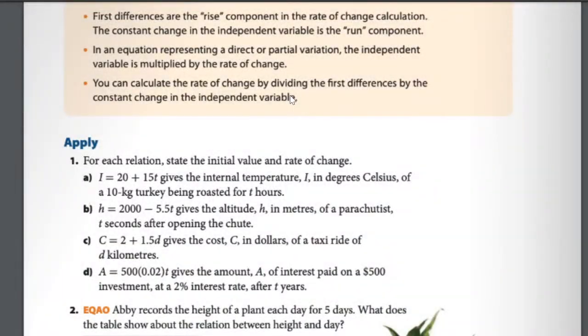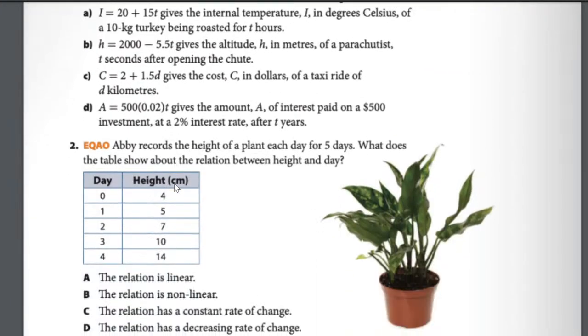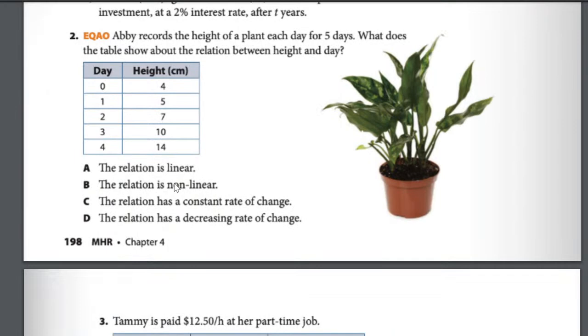Okay, moving on to number 2 here. In number 2, we are looking at the table of values that has Abby recording the height of a plant each day for 5 days. What does the table show you in relation to the height and the day? And so we have a multiple choice type of question here. We're looking to see if it's linear, not linear, if there's a constant rate of change, or if it has a decreasing rate of change.